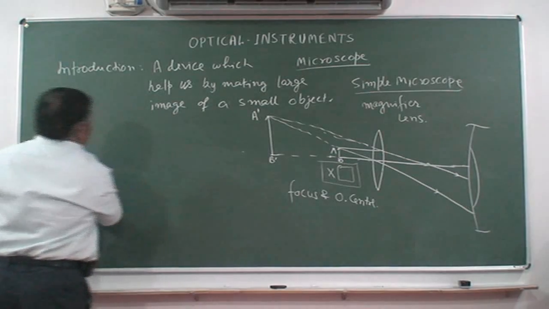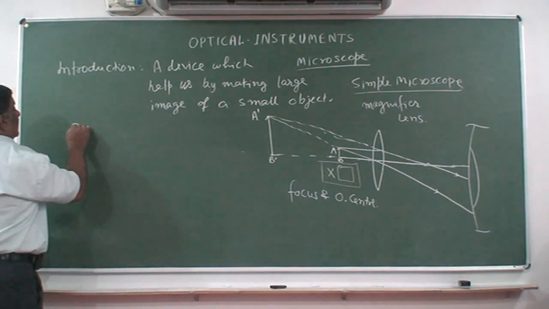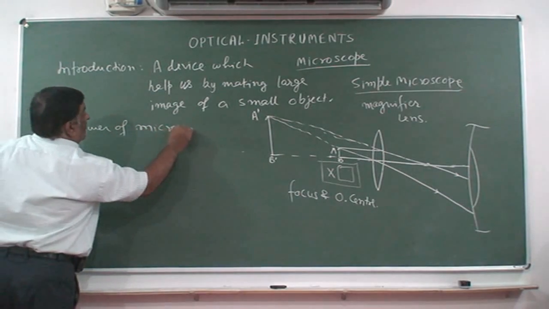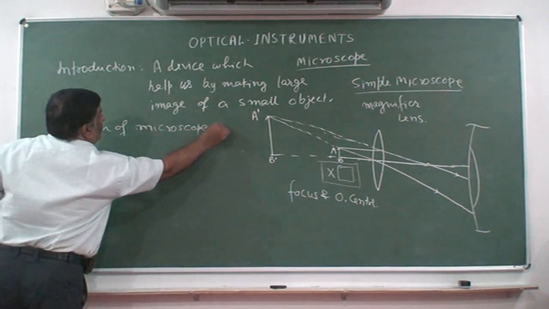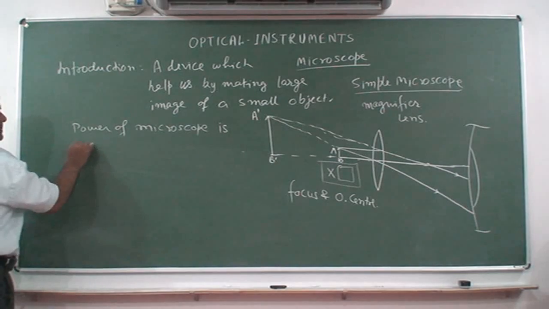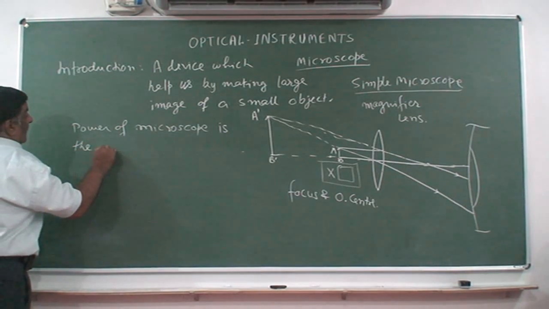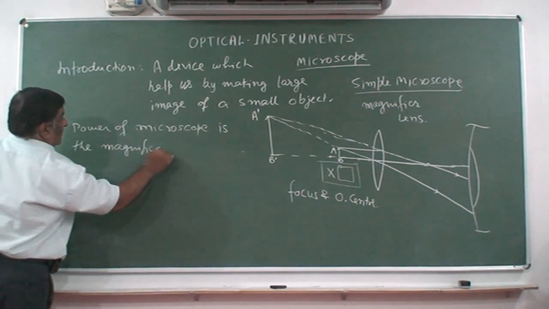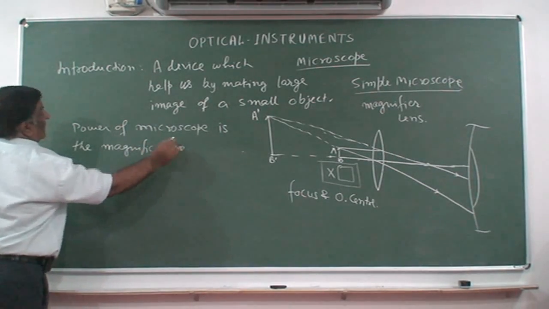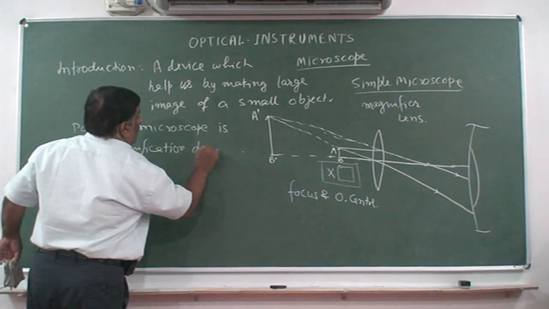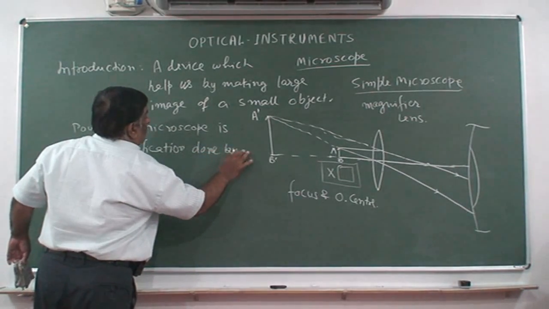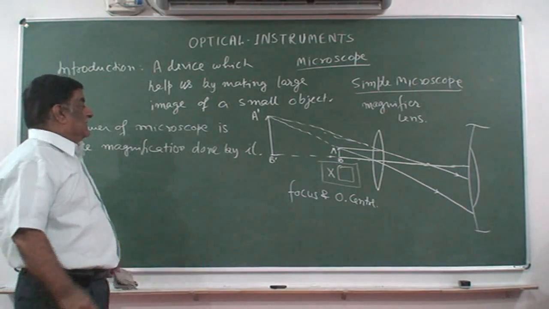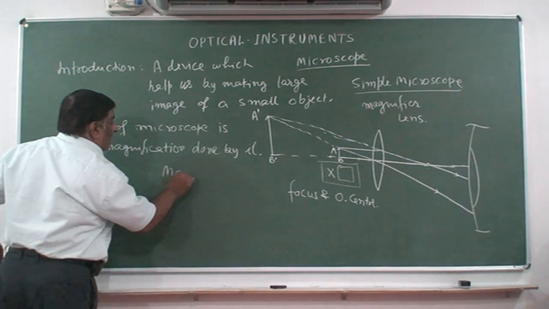So this we will remember, power of a microscope. Power of microscope is the magnification done by it. Okay, so that is known as magnifying power.